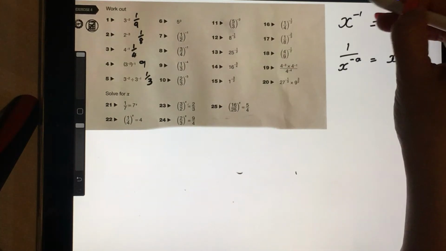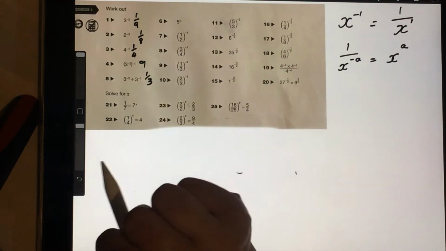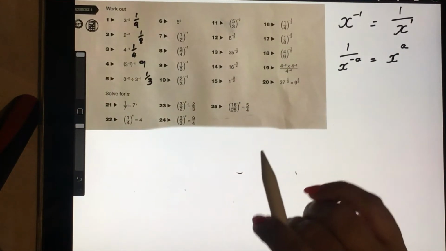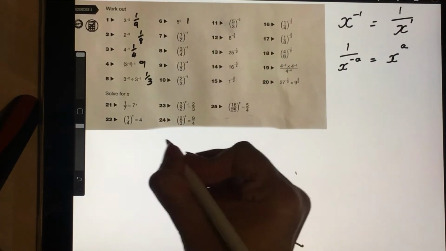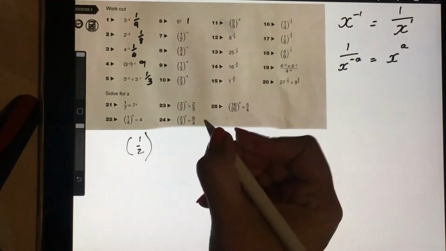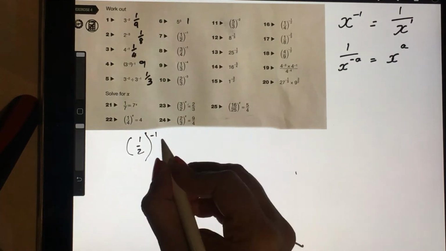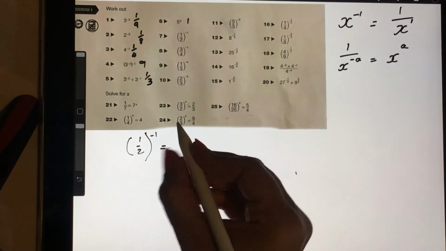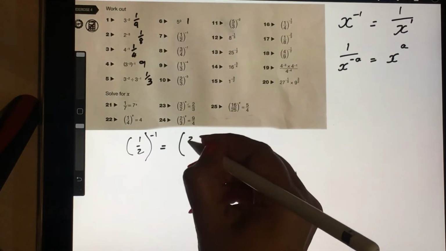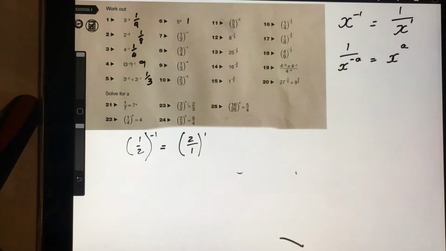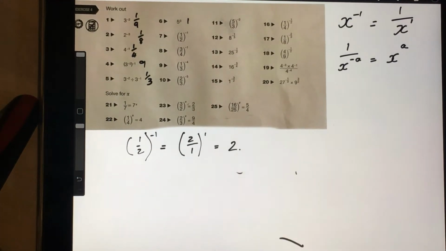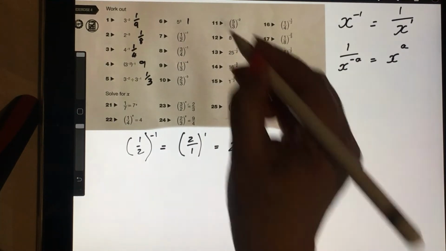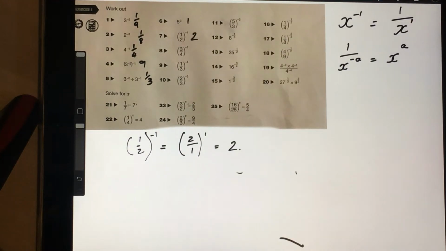Right, for number 6, we've got 5 to the power of 0. Anything to the power of 0 is always equal to 1. Always. Right, we've got the same one here, where we've got a half raised to the power of negative 1. And because it's simply a negative 1, we're going to flip everything inside the fraction, 2 over 1 to the power of 1. And that's how we get rid of the negative. And that means that we're simply left with 2, because 2 to the power of 1 is 2, and 2 over 1 is 2 in any case. Right, so for number 7 it's simply 2.